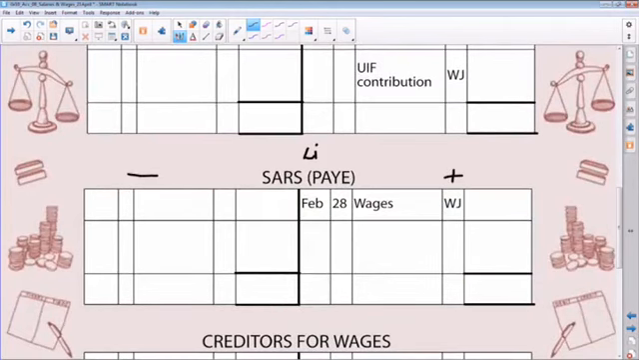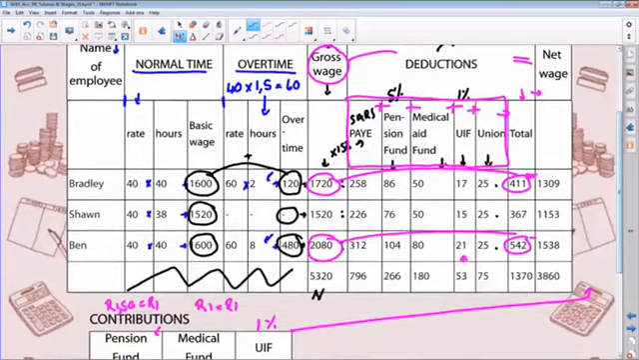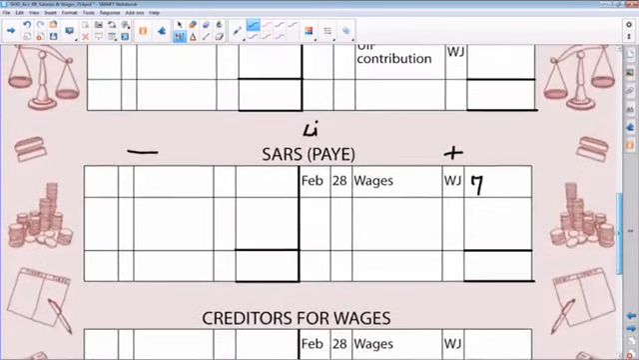What is my contra account? My contra account is wages. I will use the wages journal and then the amount. So let's go and make double sure. What is the amount? I added everything up and I got 796. So let's take 796 to my SARS pay as you earn. 796, and there's another nice 2 marks. Let's go on to the next column.